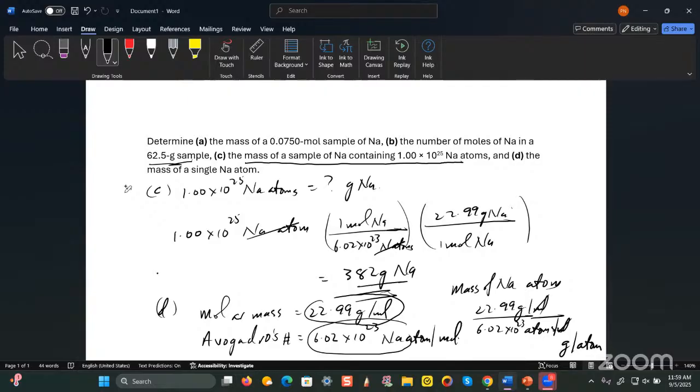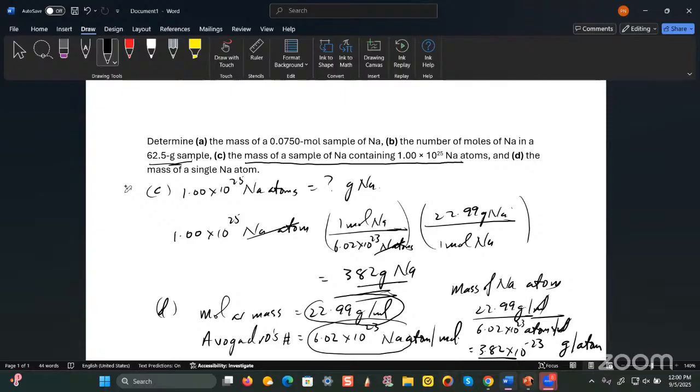So 22.99 divided by 6.02 times 10 to the 23. And according to my calculation, this works out to be equal to 3.82 times 10 to the minus 23 grams per sodium atom. All right? Okay, any questions about this one?